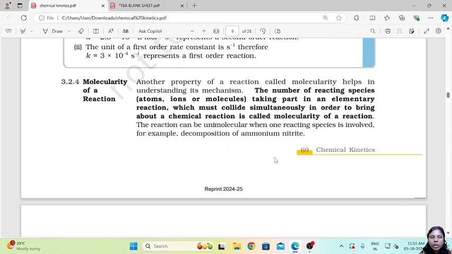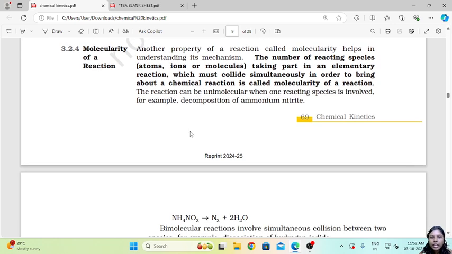Now let's next talk about another factor, the molecularity of a reaction. Another property of a reaction, called molecularity, helps in understanding the mechanism. What steps are taking place in the reaction is defined by the molecularity of a reaction. The number of reacting species that take part in an elementary reaction, which must collide simultaneously in order to bring about a chemical reaction, is called the molecularity of a reaction. So it is basically defined as how many species are reacting with each other, how many of them are undergoing collision so that a new product is formed and a chemical reaction is brought about.